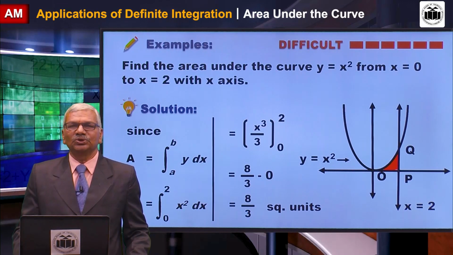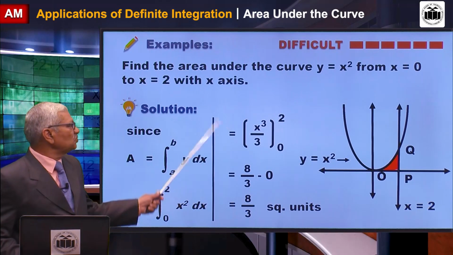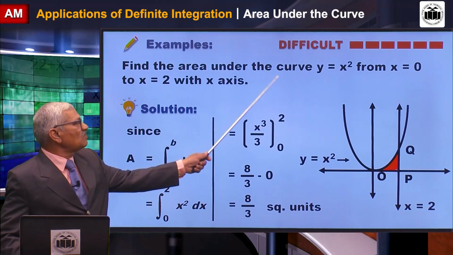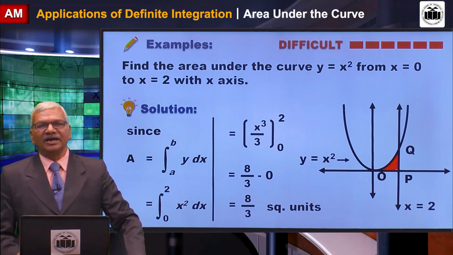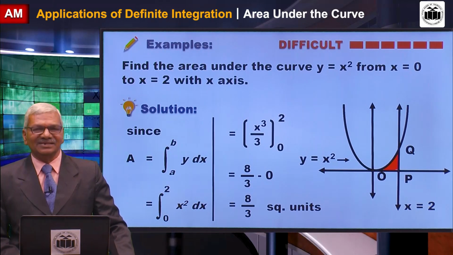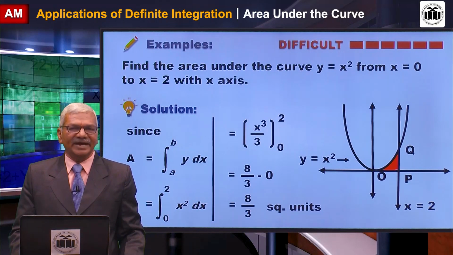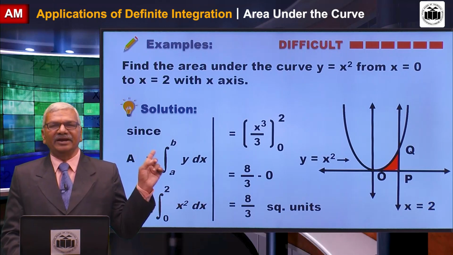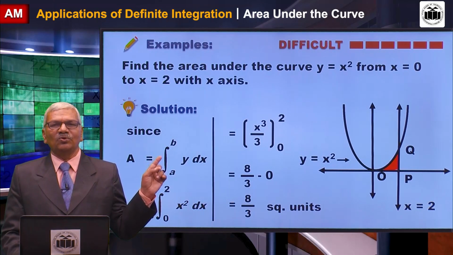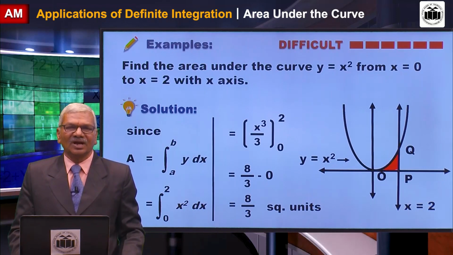Now the example is: find the area under the curve y equals x square from x equals 0 to x equals 2 with x-axis. The equation y equals x square is in the form of x square equals 4ay, which means it is symmetric about the y-axis. The line is x equals 2, parallel to the y-axis. Hence, the region is shown by the red color, that is OPQ, whose area is to be found out.